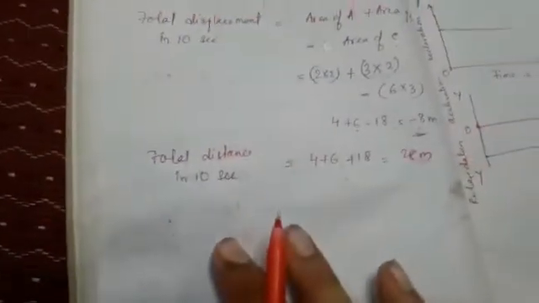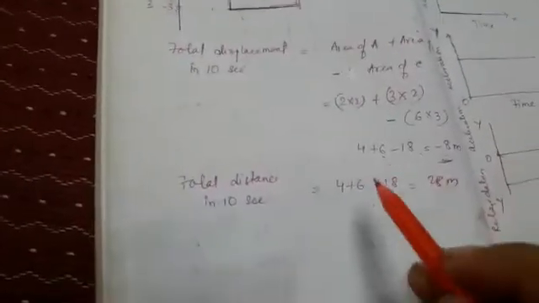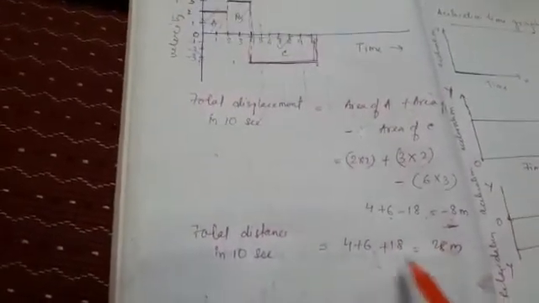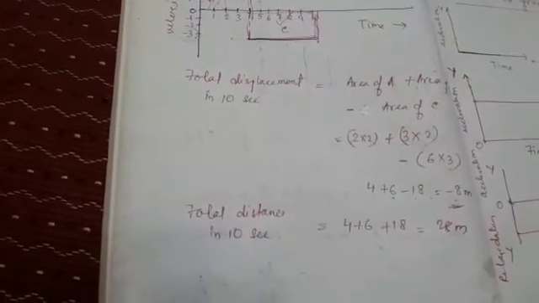Now distance will be 4 plus 6 plus 18, you have to add these, that is the area of A, area of B and the area of C respectively, since distance is a scalar quantity. So the addition of these three areas will give you the respective distance, that is 28 meter.